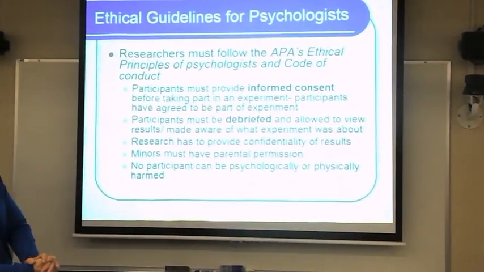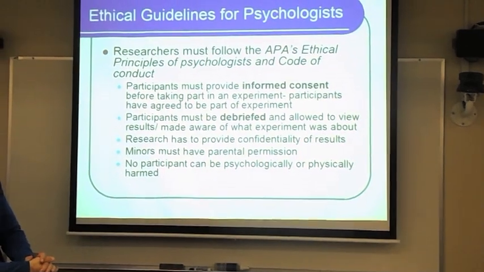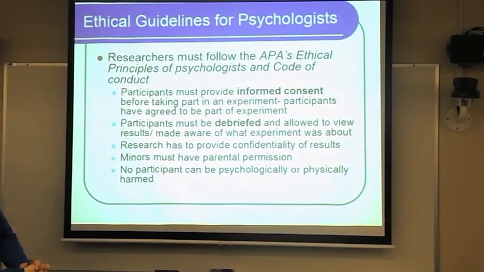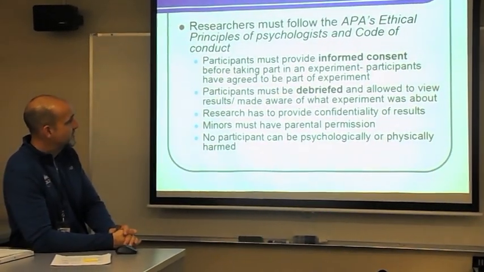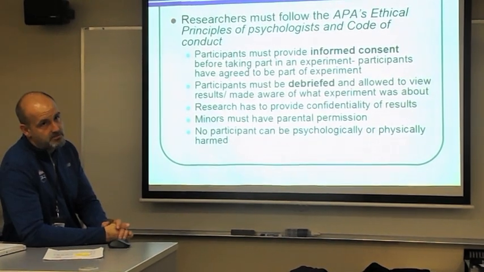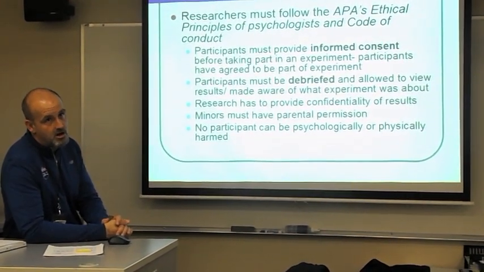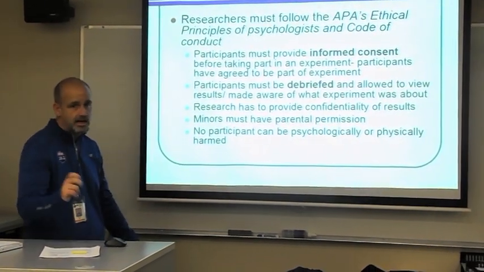Now the last part of this, APA's Ethical Principles of Psychologists and Code of Conduct, the APA, American Psychological Association. Now, there are several things that have to be done. One, participants must provide informed consent. They must sign up for the experiment. You don't go out and randomly pick people and then shock them. They have to know and be able to give their consent that they're willing to be part of the experiment. They have to sign the line, so to speak.